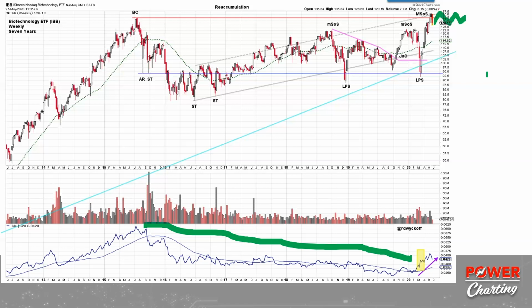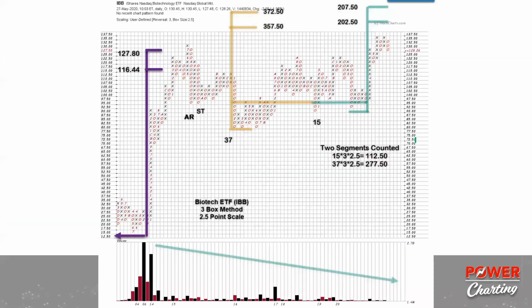So now we look at this and we ask the question, is this a campaign candidate as a theme? What we would do is turn to the point and figure analysis to see whether or not there is the potential for higher prices. So we can see here the initial count, which went 116.44, 127.80, and see how this particular count got within one box of the high end of the range. It threw over by one box, and then notice the supply that shows up in the automatic reaction.